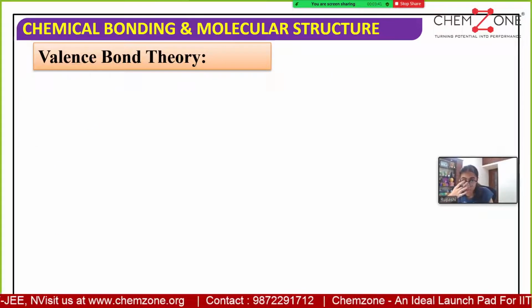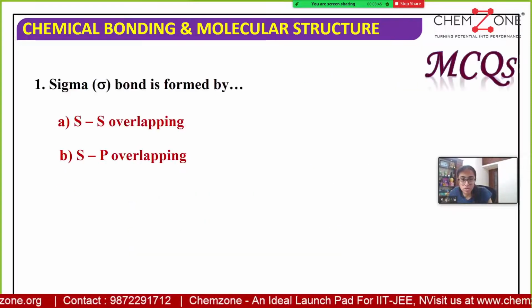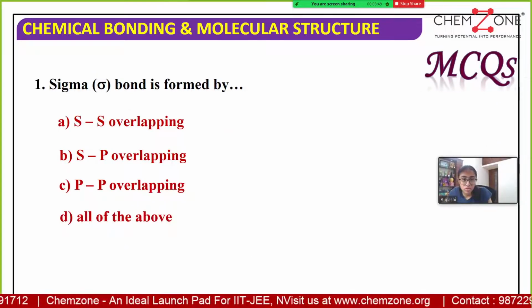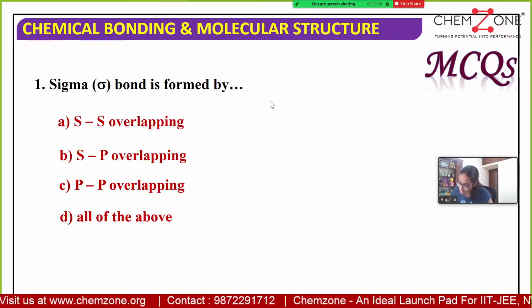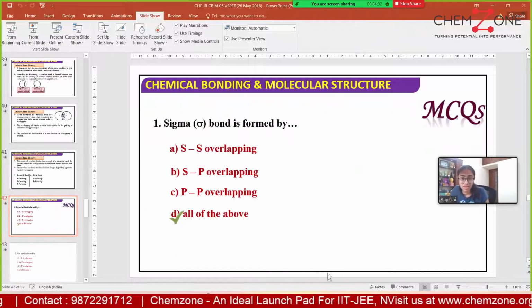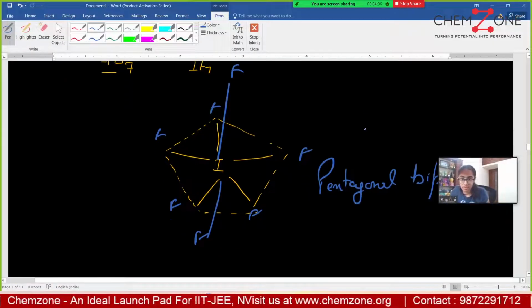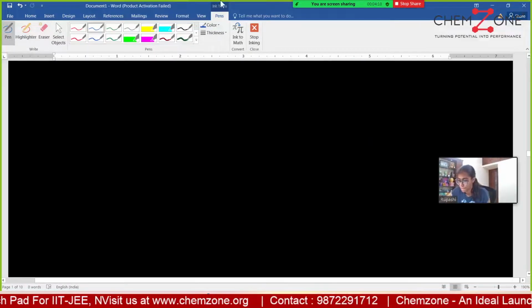Leave this. VBT we have done, right? Valence bond theory we have done. Based upon this, let us do these questions now. No, we have not done this. Okay, leave it. I'll come to the theory now. Just a second.